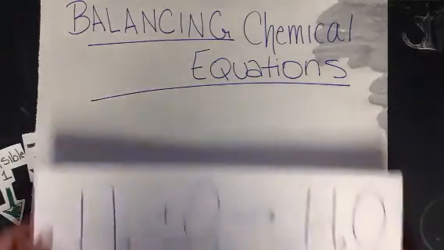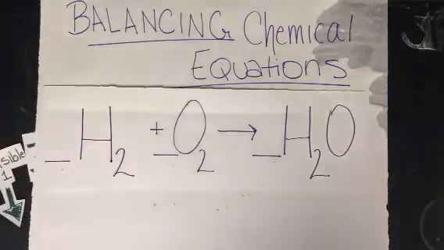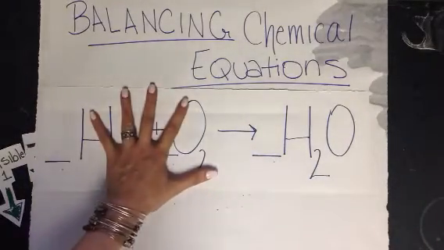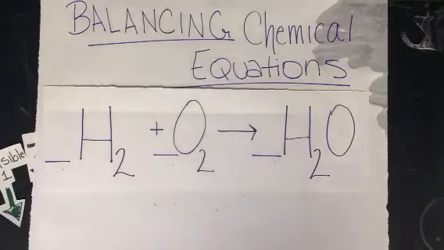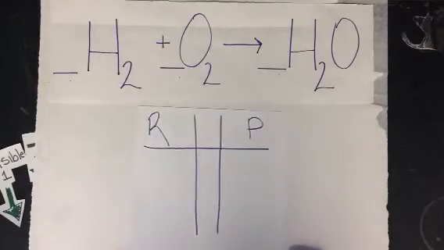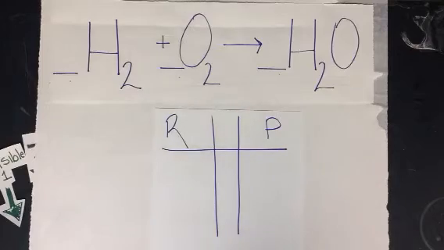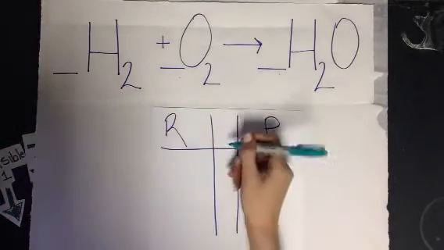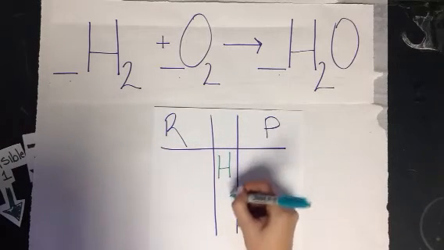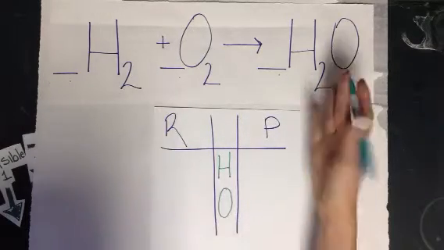So let's take a look at a popular equation seen here. This is a chemical equation starting with my reactants, hydrogen and oxygen, reacting to form water. So the first thing we want to do is take inventory, which means we want to count our atoms. So we're going to create this inventory chart seen here. R stands for my reactants, P stands for my products. In the middle, I'm going to list all the different types of elements I have. I have hydrogens and I have oxygens, nothing else.